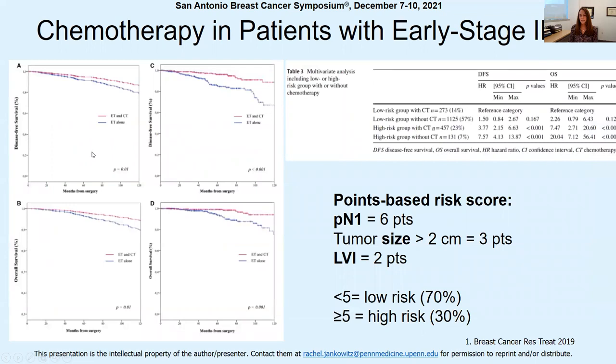Taking a look at that study, improvements in both disease-free survival and overall survival were seen in patients with early stage ILC treated with chemotherapy compared to those treated without it. And the beneficial effect was even more pronounced after propensity score matching on the right. They next showed that chemotherapy significantly improved outcome in patients with high-risk scores by a clinical risk stratification system shown here, but not in those with low-risk scores.